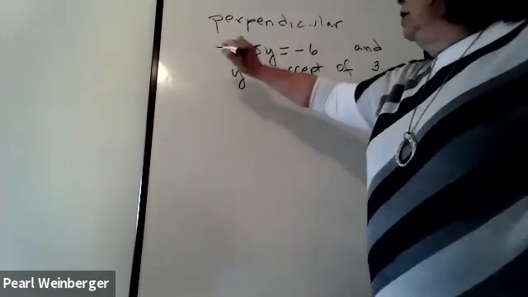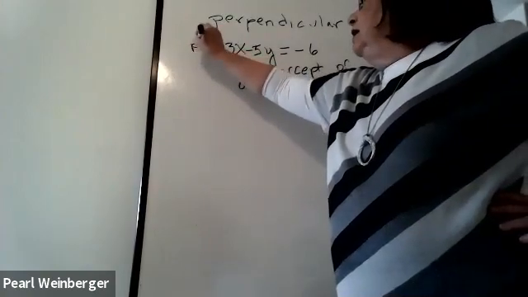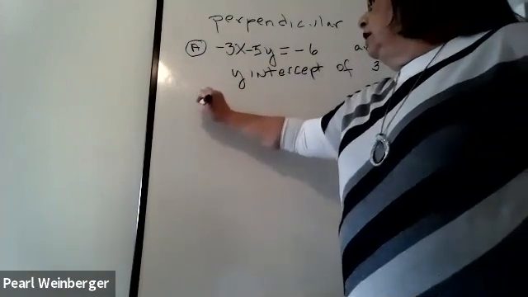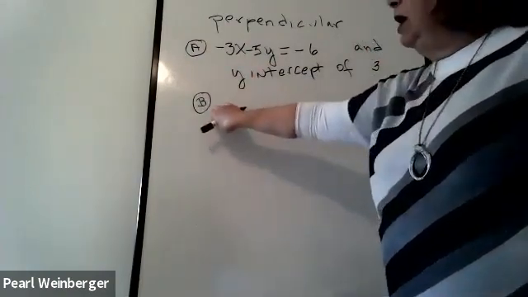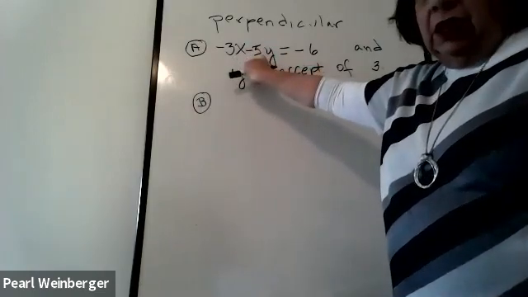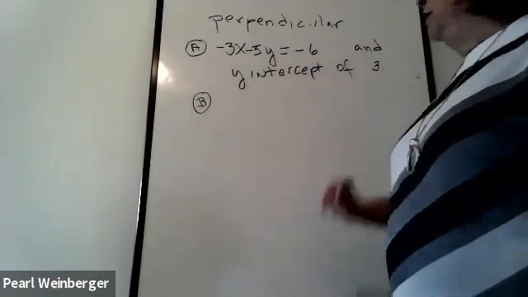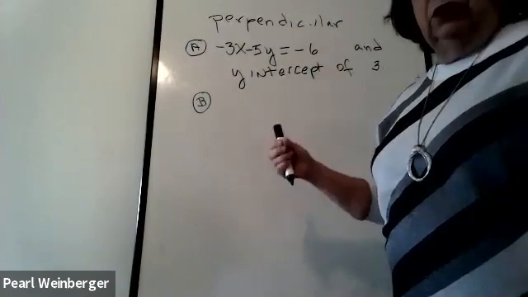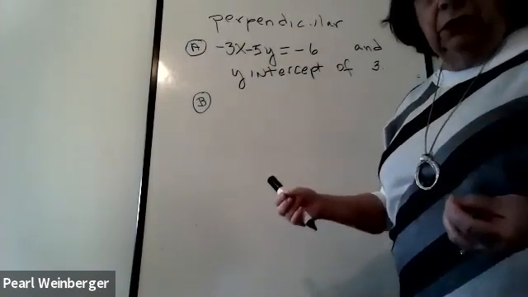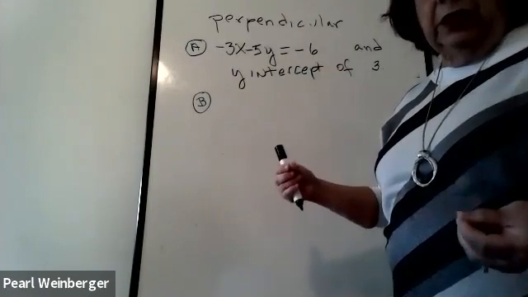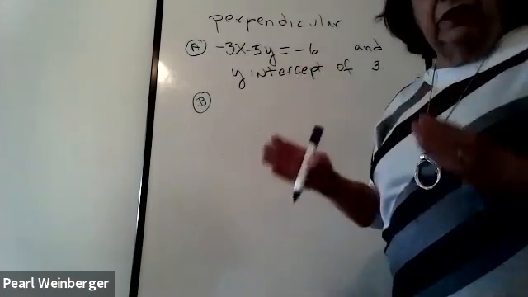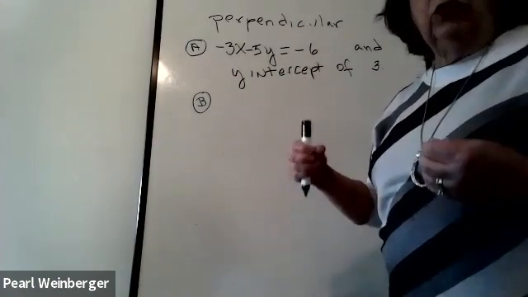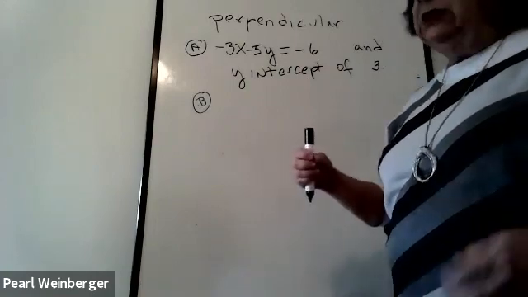Okay, now let's call this line A. Line A is the line they're giving me. We want to write the equation for line B, which has the property of being perpendicular to line A and having a y-intercept of 3. Now, we know that telling us about parallel and perpendicular tells us about the slope of the line. Two lines that are parallel have the same slope.